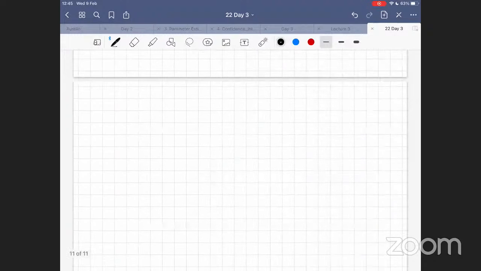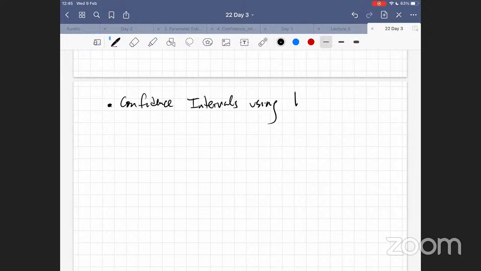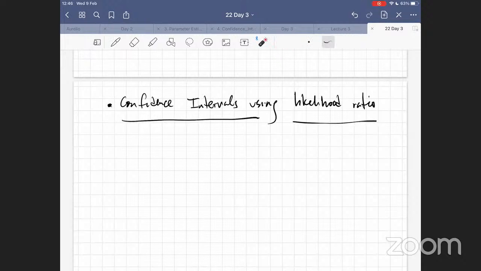So the last thing I will discuss today is how to get confidence intervals using likelihood ratio. Why likelihood ratio? Because we have seen previously that the likelihood ratio is the test statistic with the highest power. So likelihood ratio seems to be a good quantity to estimate the uncertainty of the estimator.